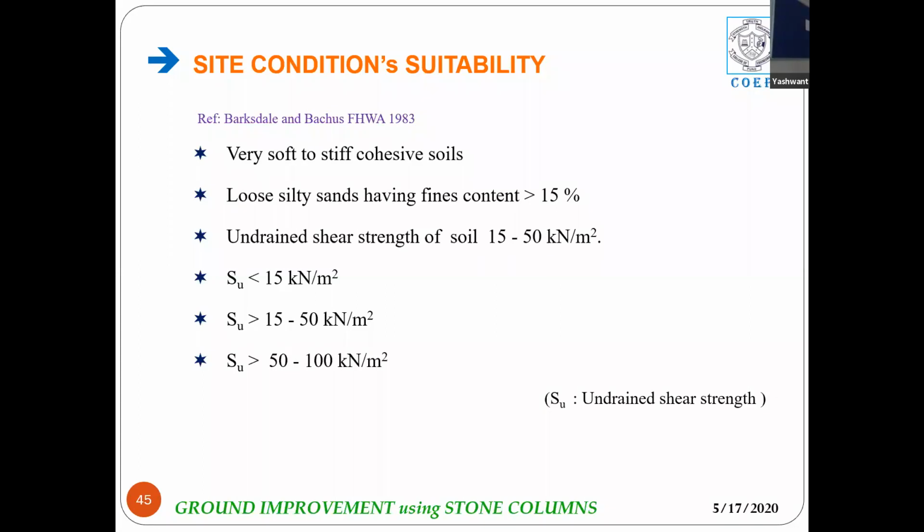If the shear strength of the soil is greater than 50 kilonewton per meter square, or in the range of 50 to 100 kilonewton per meter square, and you are going to provide stone columns, then the contractors will be facing a stiff resistance from the soil. That will affect not only the equipment being used at the site, but at the same time the duration will also increase and the cost will increase.